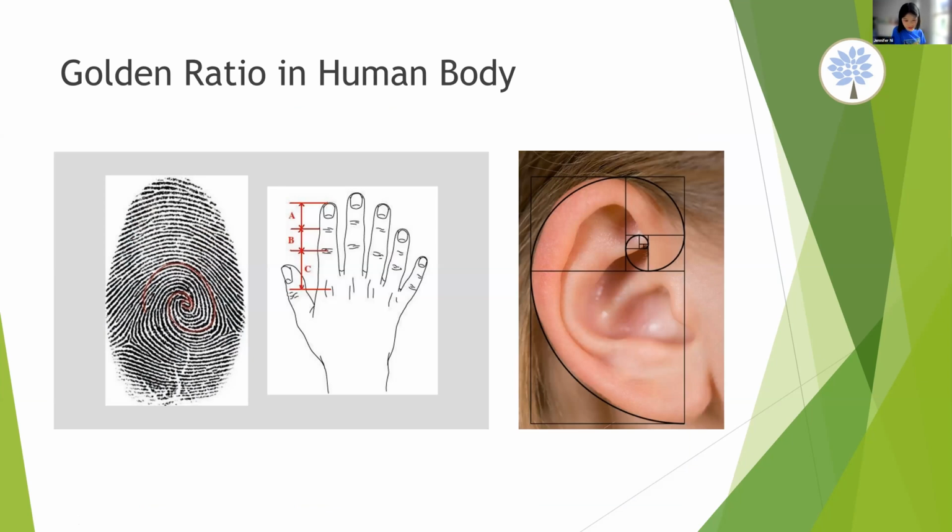The golden ratio is seen in the human body, for instance. The loop in some fingerprints follows the spiral pattern. Also, the lengths of sections of fingers are in the ratio of Fibonacci numbers. As well, you can observe how the look of ears resembles the Fibonacci spiral.